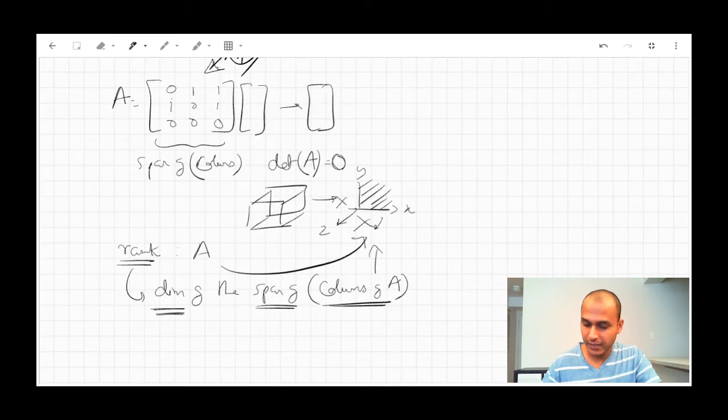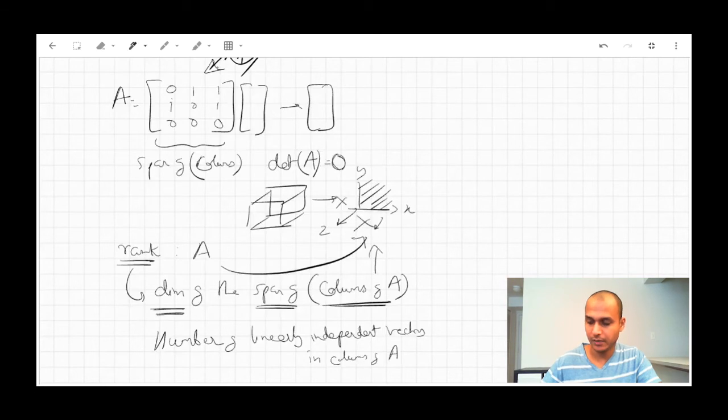It's nothing but the number of linearly independent vectors in the columns of A, when you interpret the columns of A as vectors.